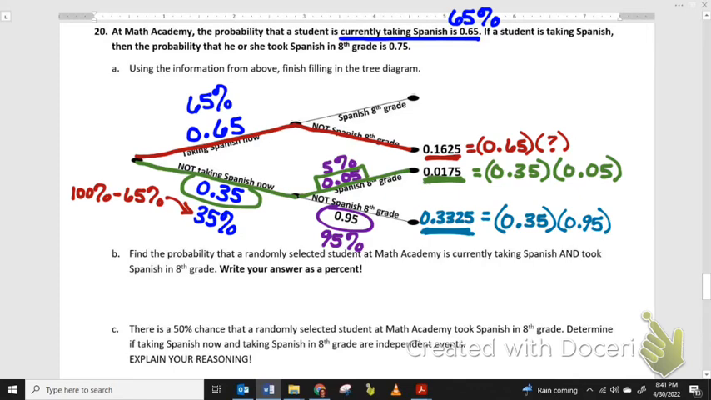Yes, we can. What did you see in the later half of the question? If a student is taking Spanish, then the probability that he or she took Spanish in 8th grade is 0.75. So taking Spanish now, took Spanish in 8th grade, 0.75, so 75%. So if they're taking Spanish right now, what's the chance that they didn't take it in 8th grade? 25%.